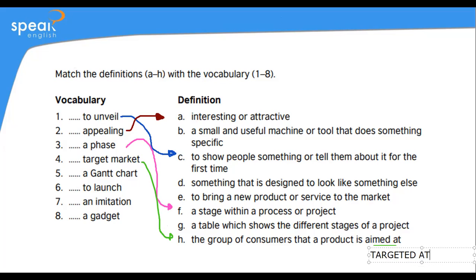Let's see. So what about number 6, to launch? This is another action. What does it mean to launch a product? Letter E. To bring a new product or service to the market. Great, very good. So usually when a company is launching a product, they have a press conference where they show it to the mass media so that everybody can see it on the news or on social networks, so that everyone knows about it.